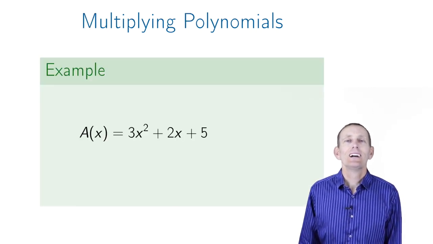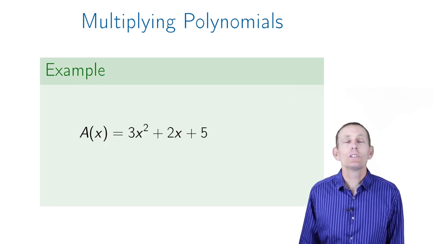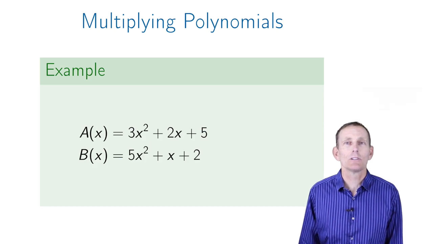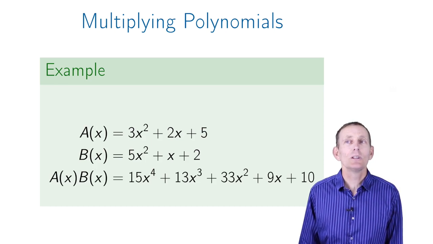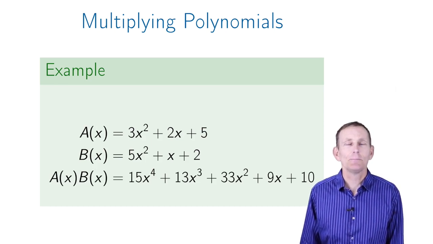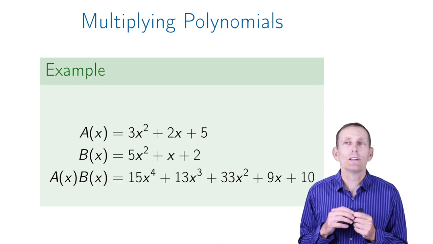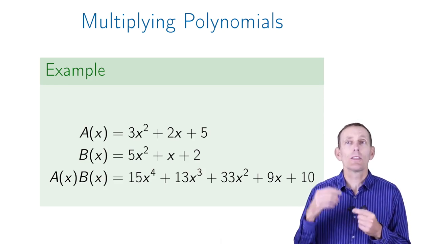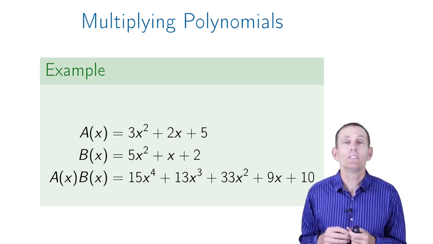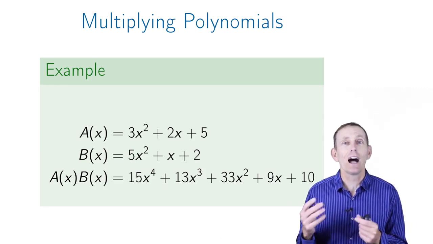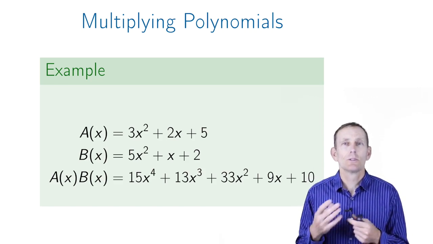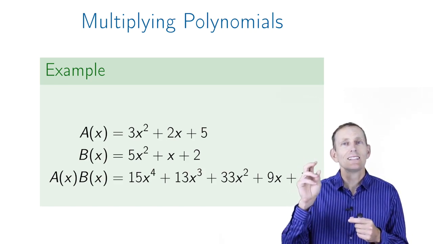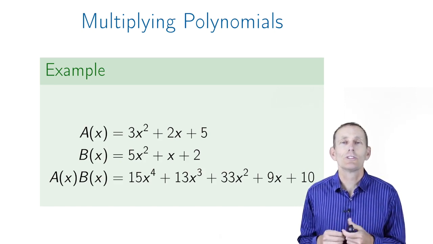So let's say you have polynomial A, which is 3x squared plus 2x plus 5, and polynomial B, which is 5x squared plus x plus 2. If you multiply them together, you get 15x to the fourth plus 13x cubed plus 33x squared plus 9x plus 10. Why is that? Well, the 15x to the fourth comes from multiplying 3x squared times 5x squared. The 10 comes from multiplying 5 by 2. The 13x cubed comes from 3x squared times x, which is 3x cubed, plus 2x times 5x squared, which is 10x cubed, for a total of 13x cubed.